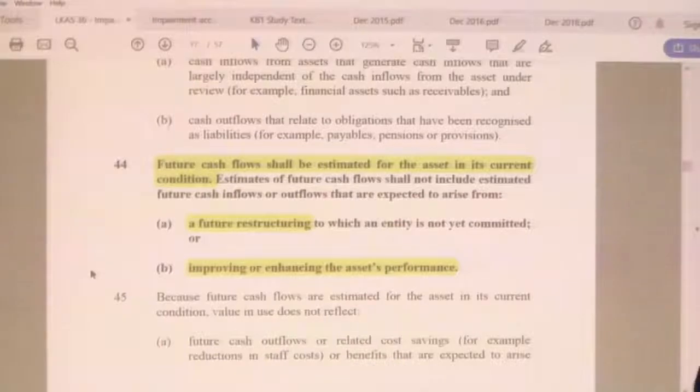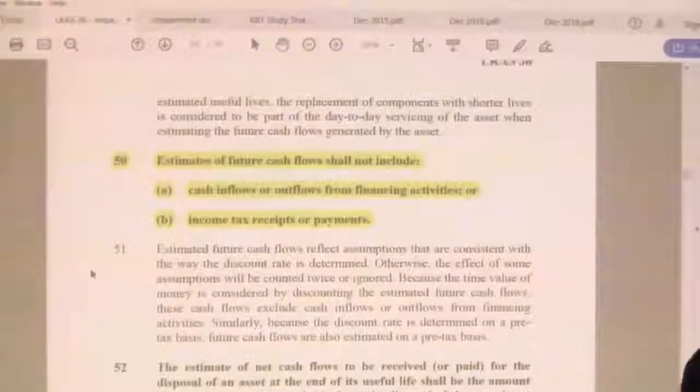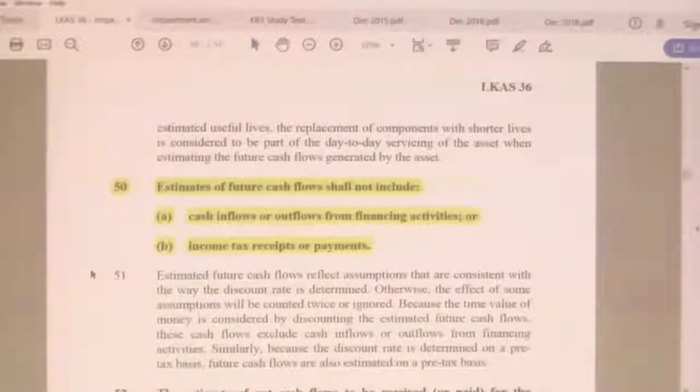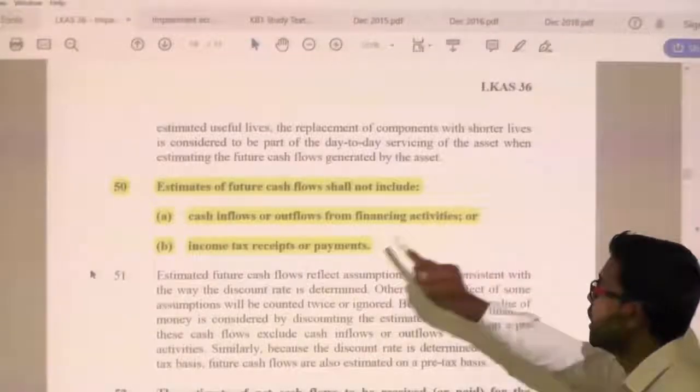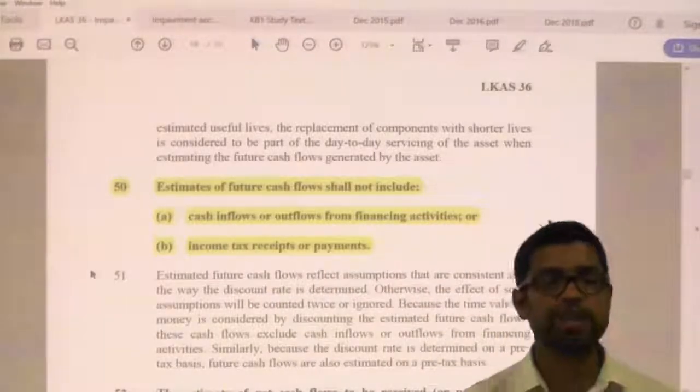Fine. Exclude, paragraph 44. Then if you go to 50, paragraph 50 is also relevant for this. Paragraph 50 explains what? Estimated future cash flows shall not include... that is also an exclusion. Both 44 and 50 explain what to exclude: cash inflows or outflows from financing activities. Very important words are financing activities or income tax receipts or payments. So these two are very important. Financing activities or tax. Why are they ignoring these things?